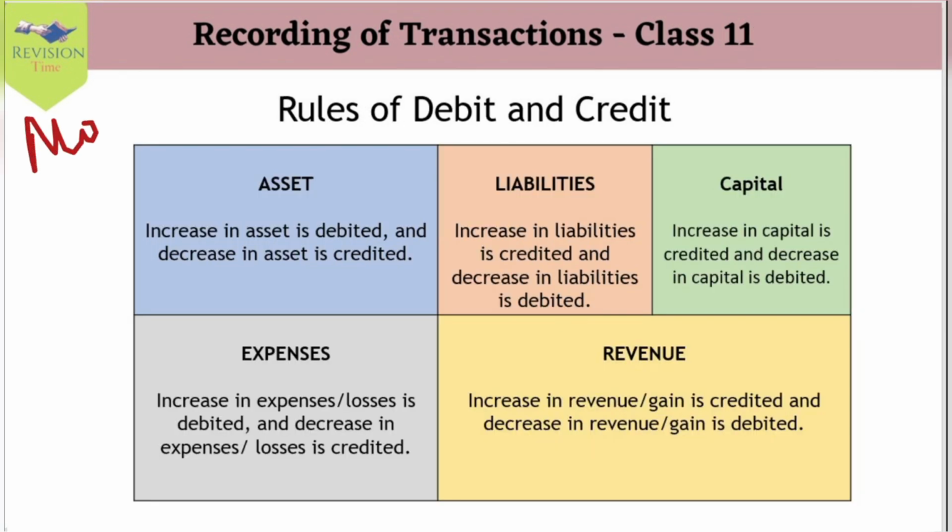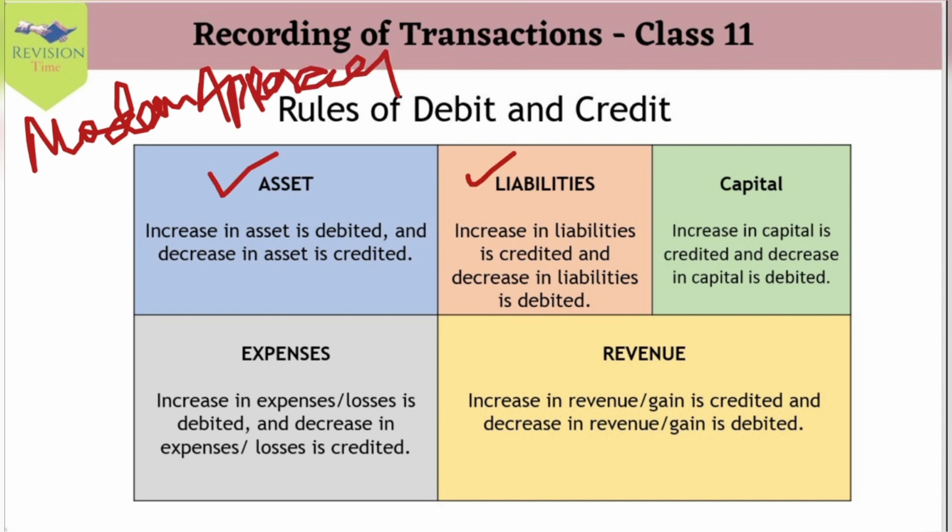So here comes our modern approach of accounting. Under the modern approach we have asset account, liability account, capital account, expenses account and revenue account. Before we understand the rules of debit and credit here, let us quickly revise our asset, liability, capital, expense and revenue. Assets are possessions or properties or holdings which a business owns. These are the economic resources which help the business carry out its normal operations. There are two types of assets, that is current assets and fixed assets.